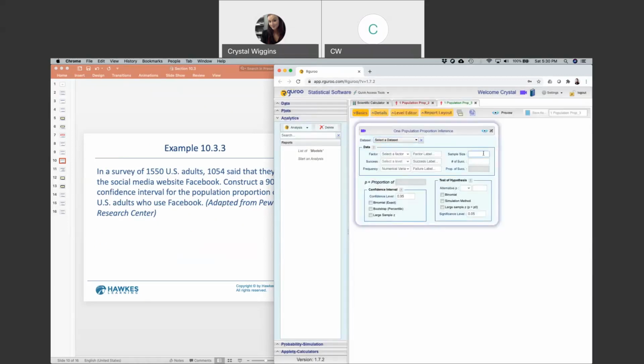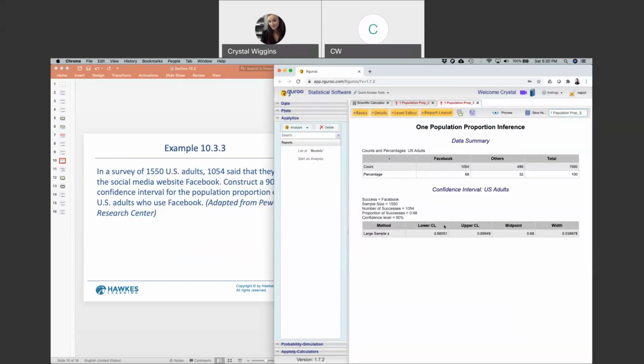All right, so our sample size is 1,550, and that represents US adults. And our success is 1,054 that use Facebook. We want a 90% confidence interval, always a z interval. Okay, so we get our lower and our upper limit, and we would state that we are 90% confident that the proportion of US adults that use Facebook falls within 0.66 and 0.7 if I round.